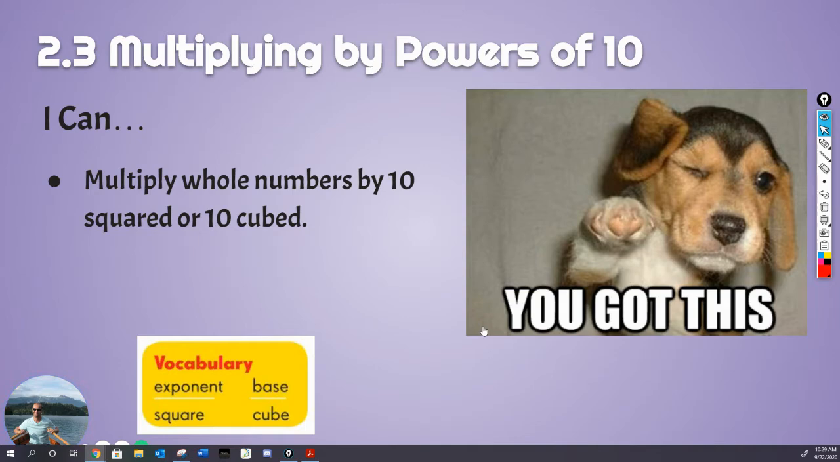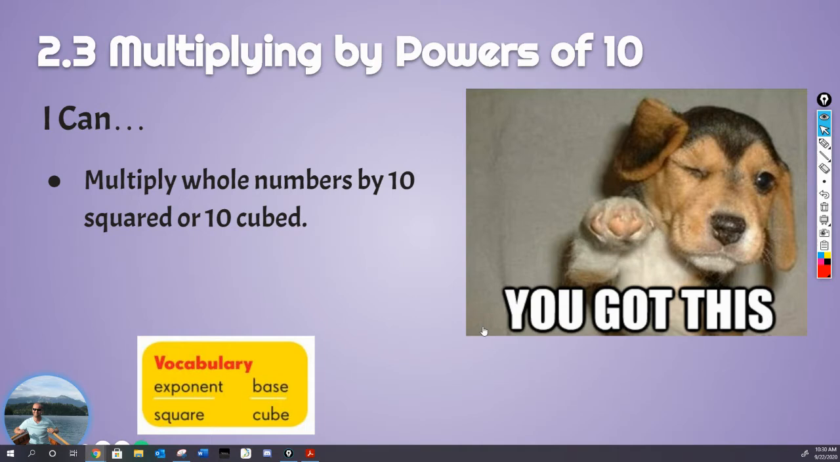But hey, once again, this is Mr. McCarthy coming at you with lesson 3 in chapter 2, which is called Multiplying by Powers of 10. Today, when we are done with this lesson, and yes, it is a one-day lesson, you should be able to firmly, confidently, and loudly say, I can multiply whole numbers by 10 squared or 10 cubed. I believe in you. Don't forget to make sure that you believe in you.